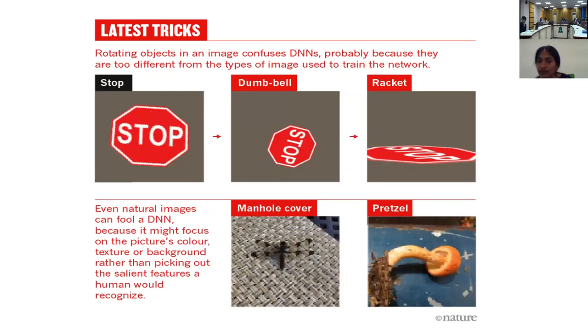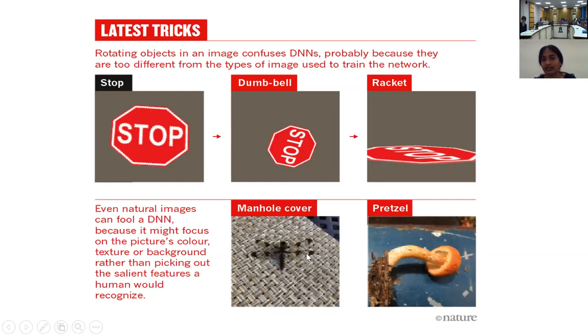Here are some more ones. So this is a stop sign. When they changed the orientation of it, it said that is a dumbbell, like the weights dumbbell. And then when they changed it even further, it said that is a racket, like a badminton racket or a tennis racket.